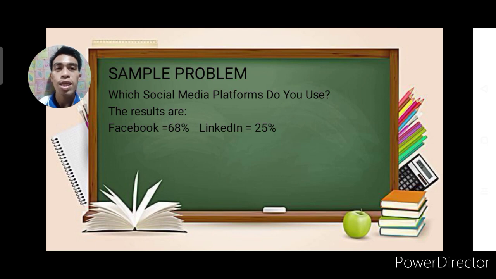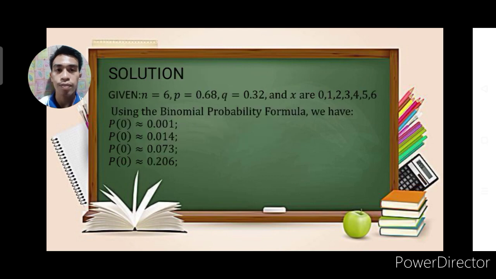Which social media platforms do you use? The results are Facebook 68%, LinkedIn 25%, Instagram 28%, Twitter 21%, and Pinterest 26%. So our solution, we are given that n is equal to 6, p is equal to 0.68, q is equal to 0.32, and x are 0, 1, 2, 3, 4, 5, and 6.